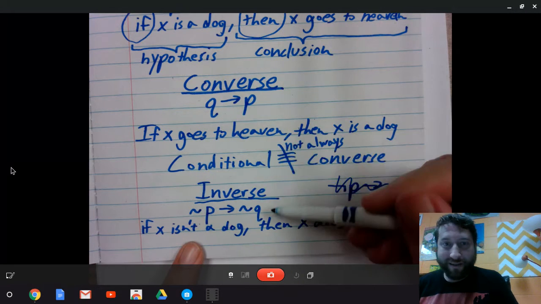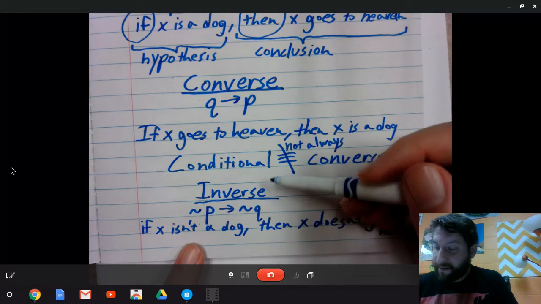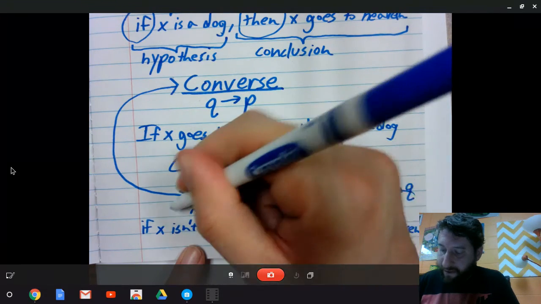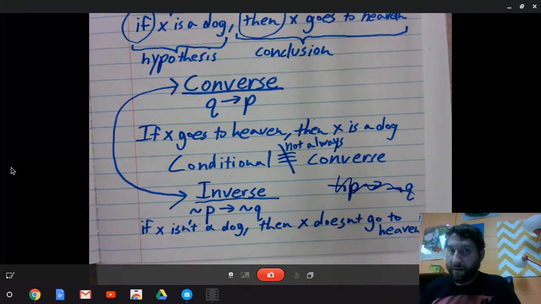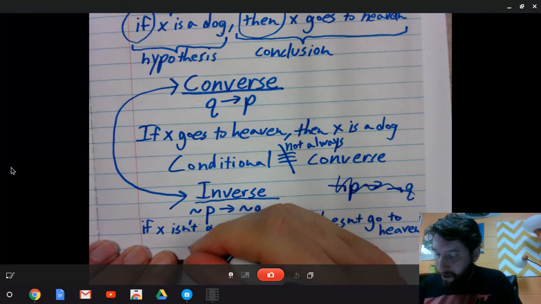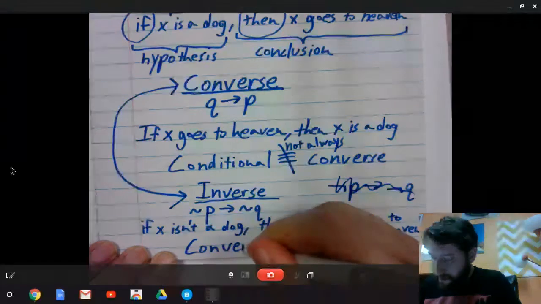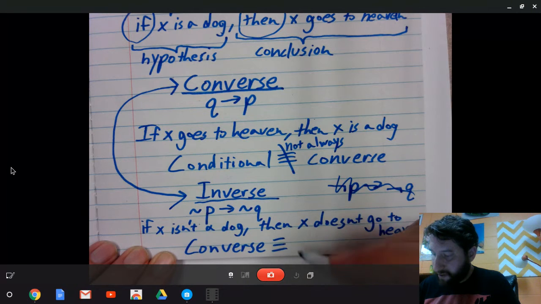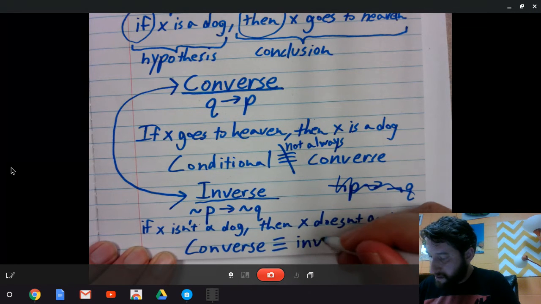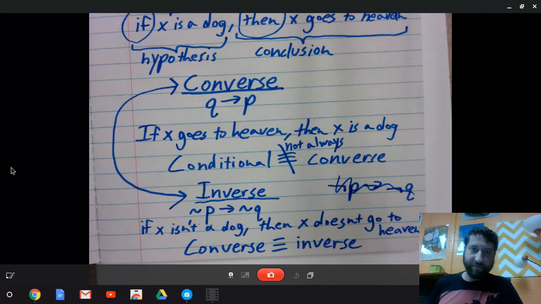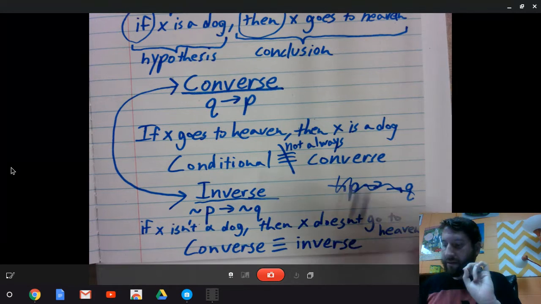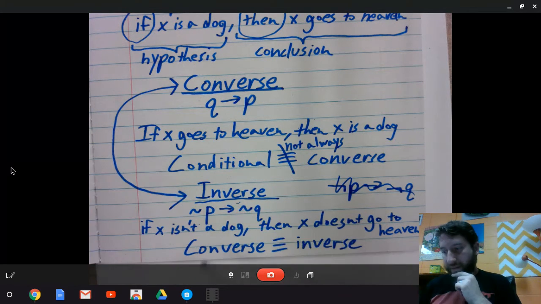Notice that these two are actually kind of saying the same thing. And in fact, it is actually true that the converse and the inverse are always going to be logically equivalent. So I'm going to write that down here. So converse is logically equivalent. That's what those three lines mean here. Logically equivalent to the inverse. All right, so we have conditional statement, we have converse, we have inverse. Converse is logically equivalent to the inverse. And there's one last thing we got to cover.